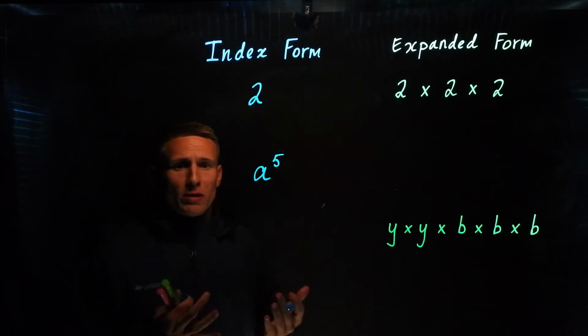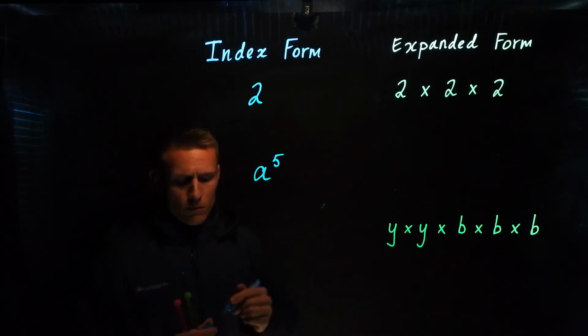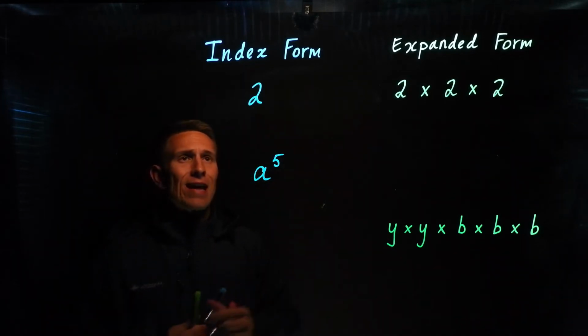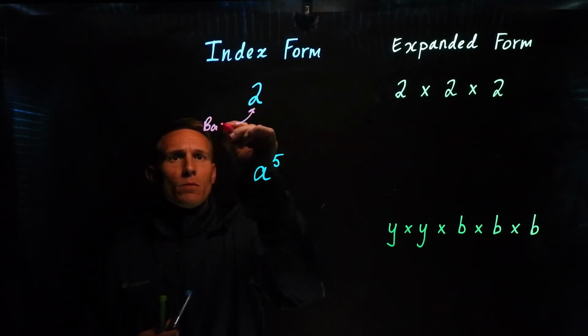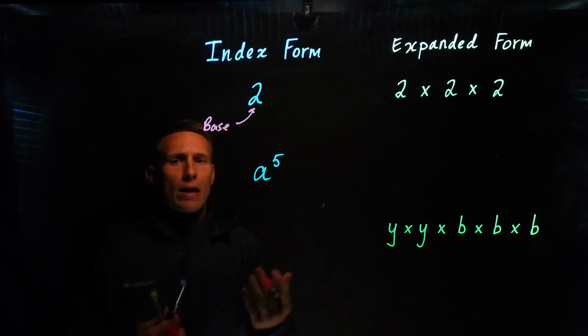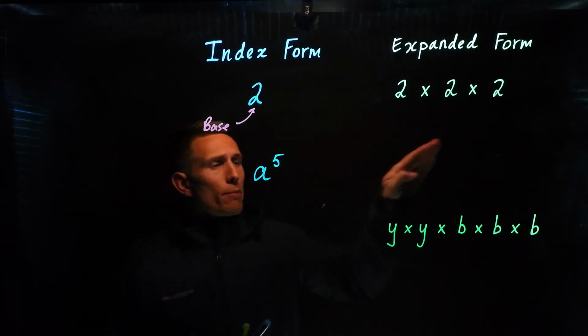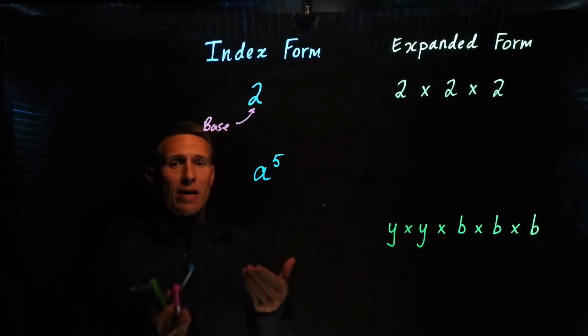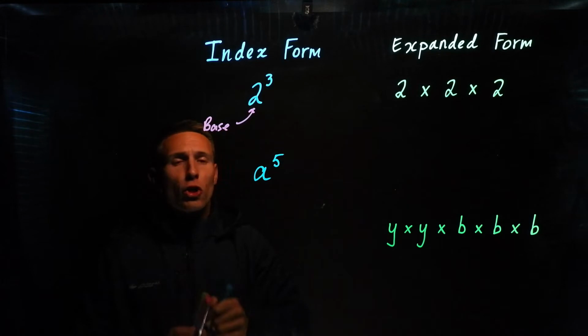Now we know that 2 is the number that's being multiplied by itself. Now we call this the base. Okay, we write that as our big number out the front. This is our base, or our number or our letter that's being multiplied by itself. Now in this case it's being multiplied by itself 3 times. So we would say 2 to the power of 3 or 2 cubed.